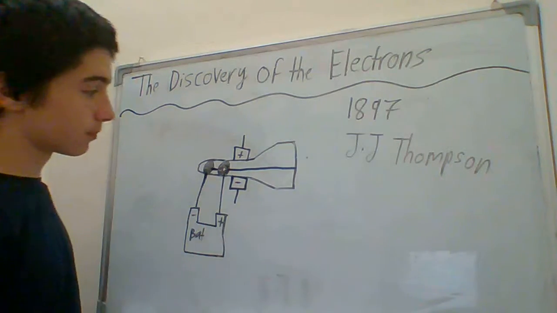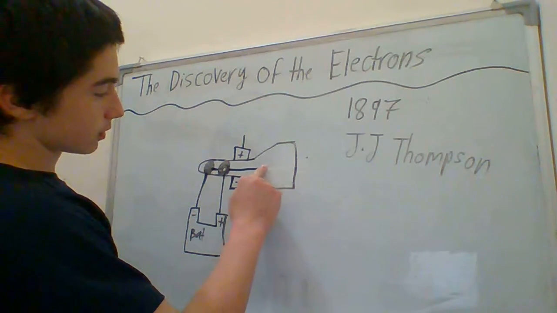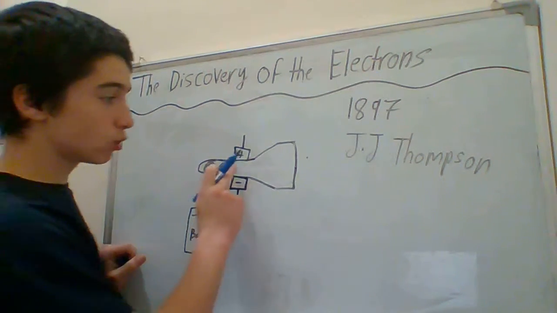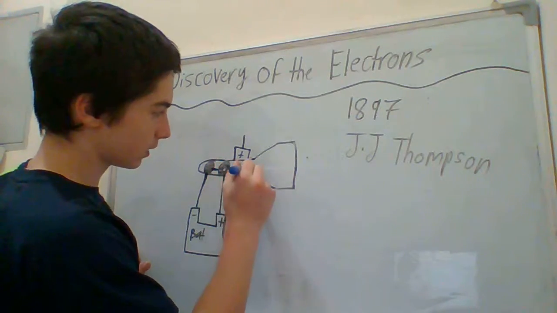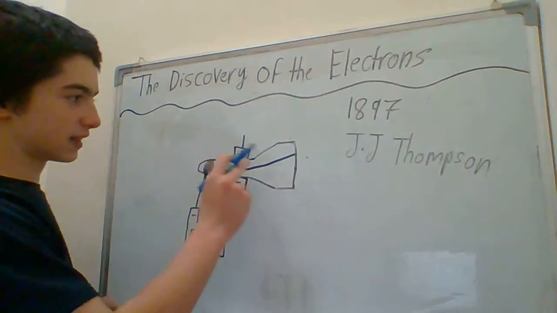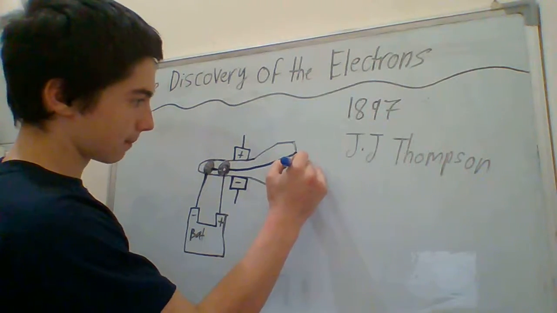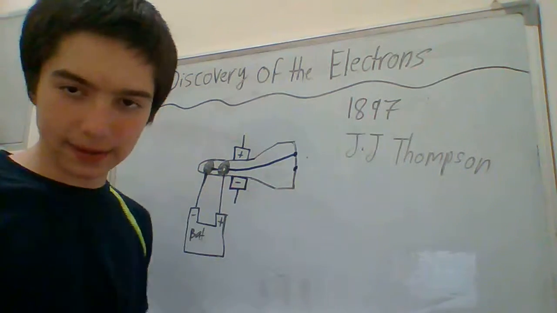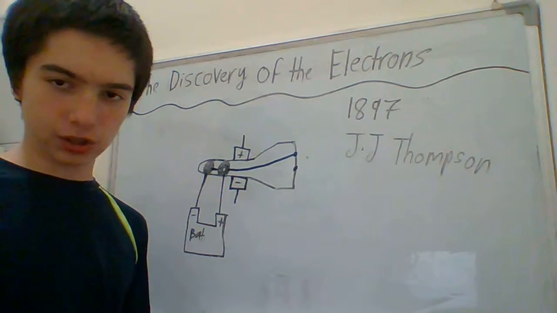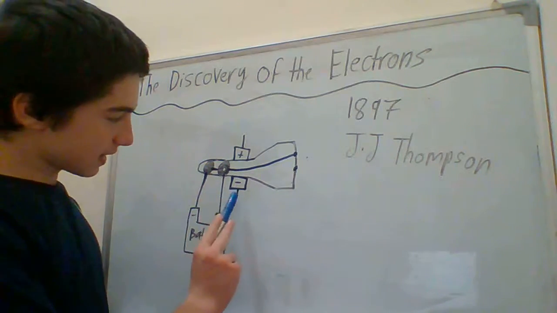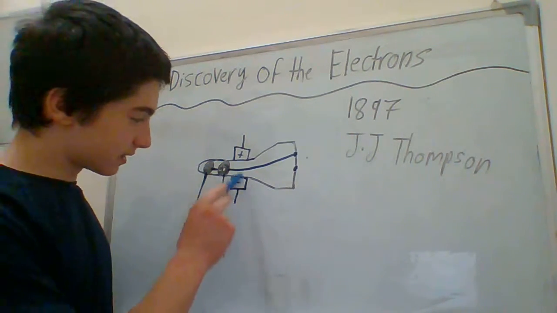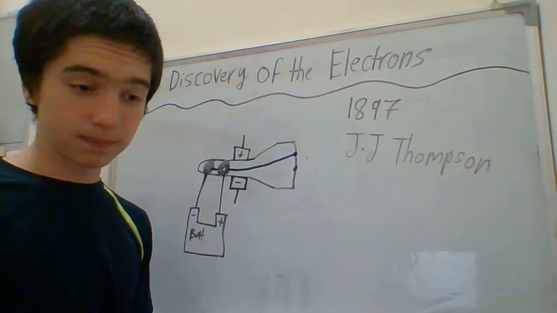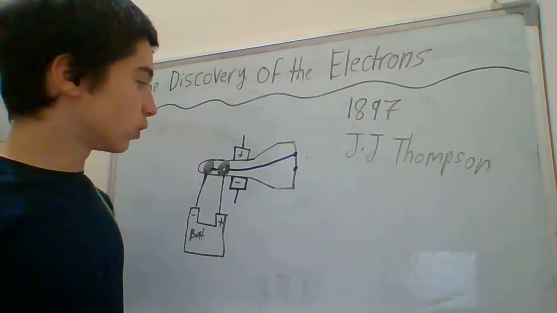But guess what? What happened here shocked him. The ray didn't go straight. It tilted towards that plate. But why? Well, he concluded that the cathode ray should be negatively charged, so that it is deflected from the negative plate and attracted to the positive plate. But he didn't stop here because he's a really careful guy. So what did he try now?